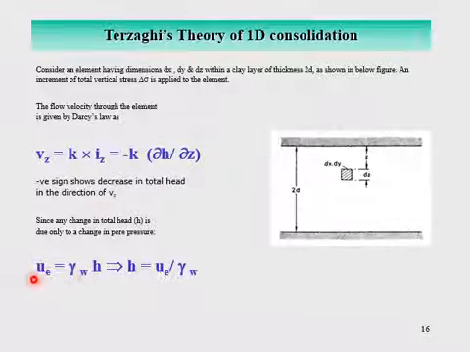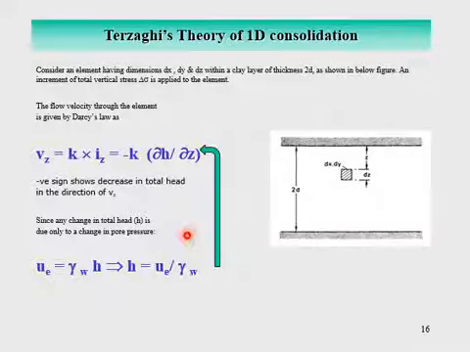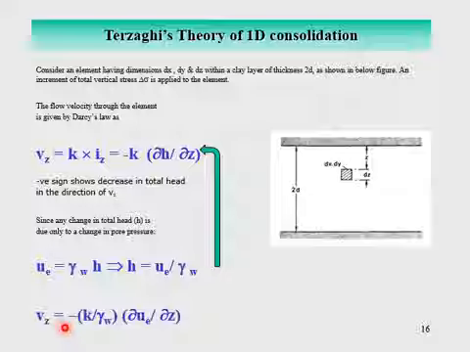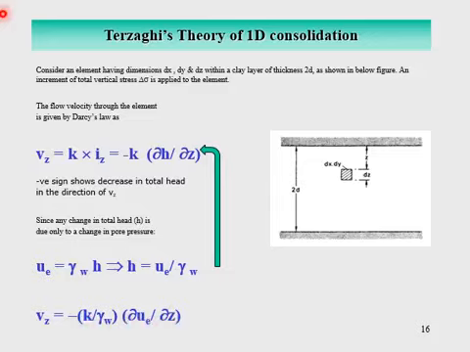We know that the total head is only due to excess pore water pressure. Why is there a flow of water? Because of the excess pore water pressure. So u is equal to gamma of water into h, or h is equal to u_e over gamma of water. Now we can replace this h and put this equation here, and you would come up with this equation: v_z is equal to minus k over gamma of water, curly u_e over curly z.